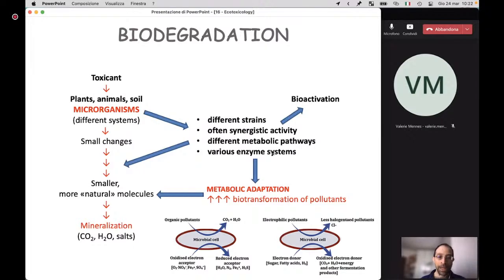So let's say that each environmental zone which is polluted can develop microorganisms that are specifically adapted, let's say evolved in some way, with specific enzyme systems targeting the polluting substances in that place. Okay, this is very important and very useful for all living beings and for all the environment.